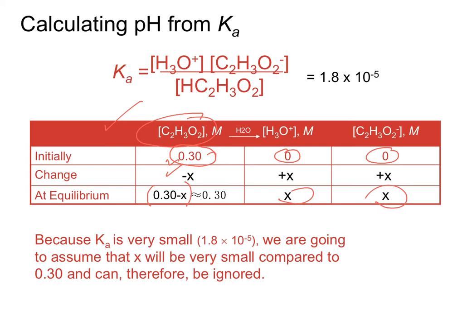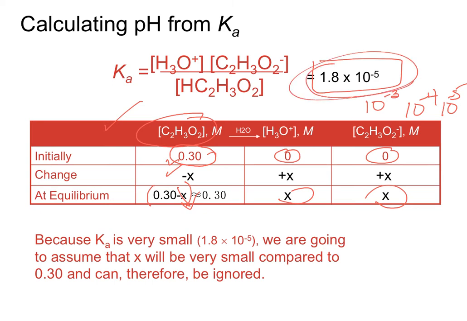Now, the big question is, can we neglect this X so we don't have to go through the hassle of a quadratic equation? Well, my rule of thumb is that if the K value is on the order of 10 to the minus 3 or smaller, so 10 to the minus 4, 10 to the minus 5, etc., it is usually safe to neglect X. So this looks like we're in the realm of being able to neglect X. So let's go ahead and do that, and it will greatly simplify our problem.